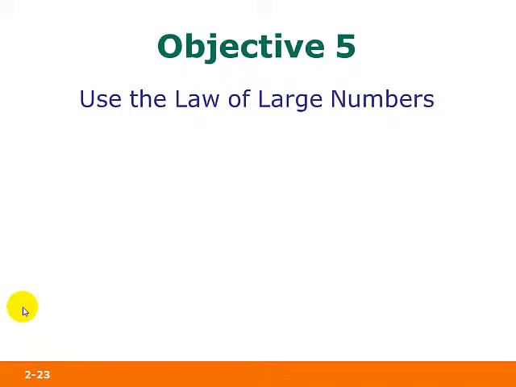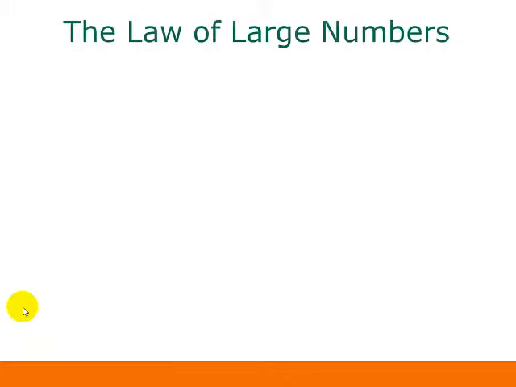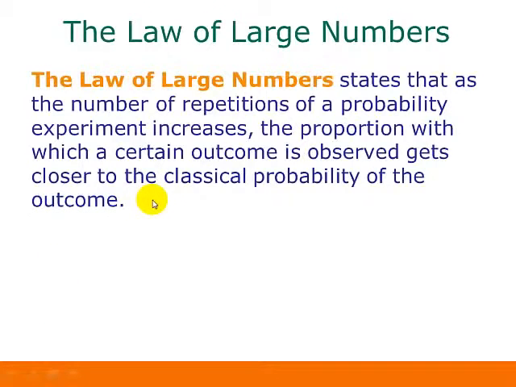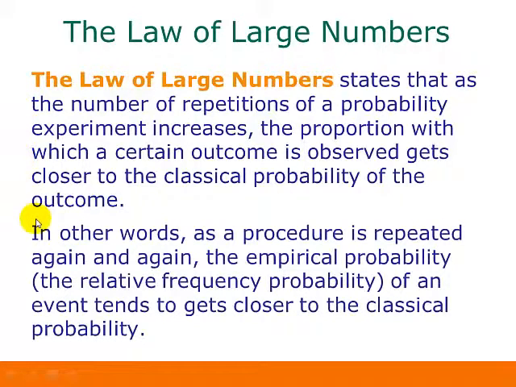Objective 5 in this section is use the law of large numbers. The law of large numbers states that as the number of repetitions of a probability experiment increases, the proportion with which a certain outcome is observed gets closer to the classical probability of the outcome. In other words, as a procedure is repeated again and again, the empirical probability, or the relative frequency probability, of an event tends to get closer to the classical probability.